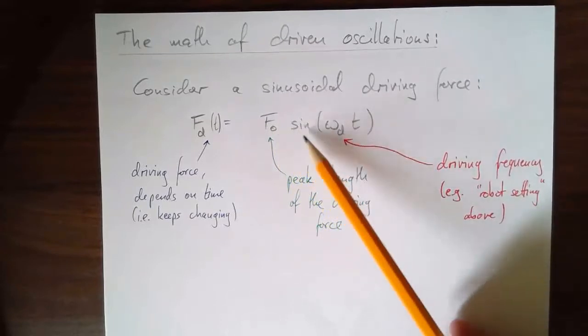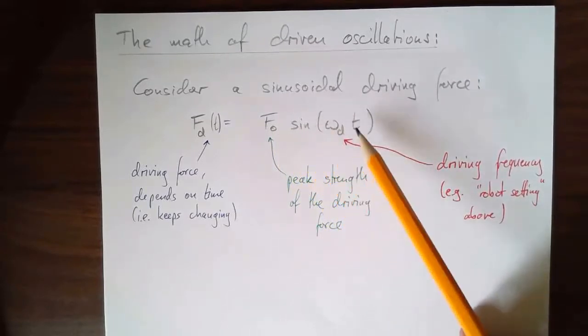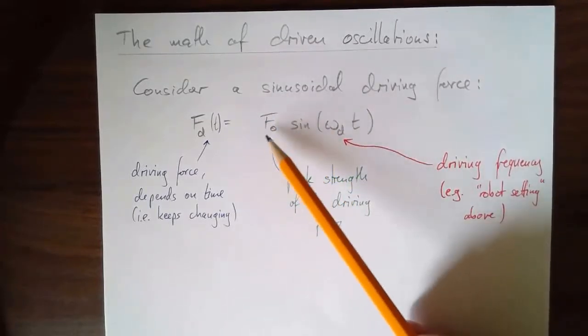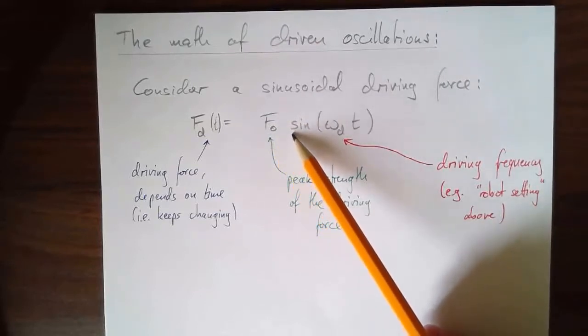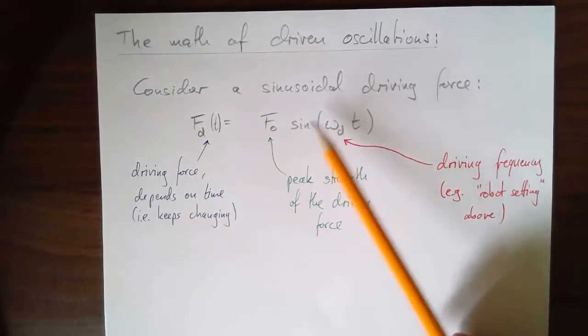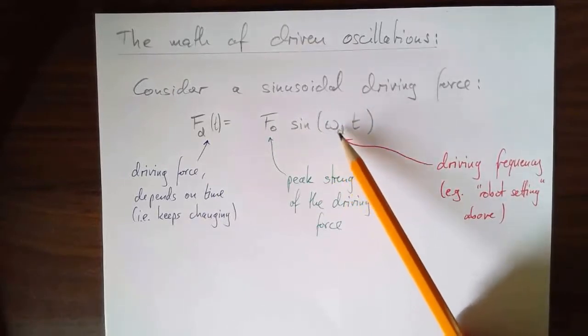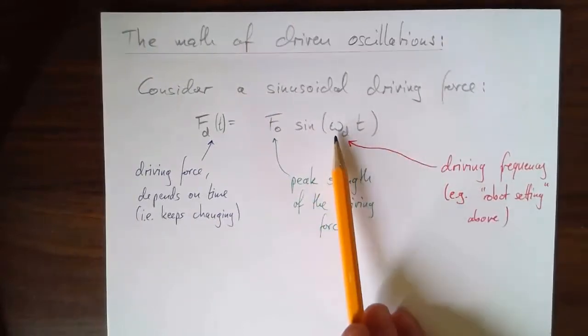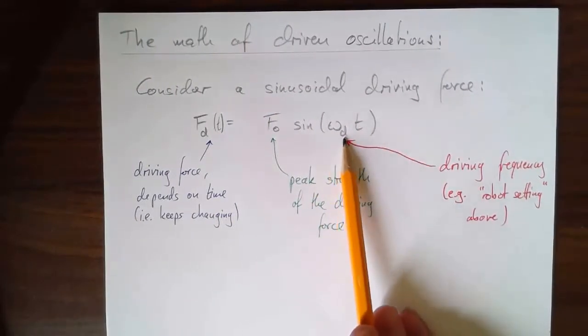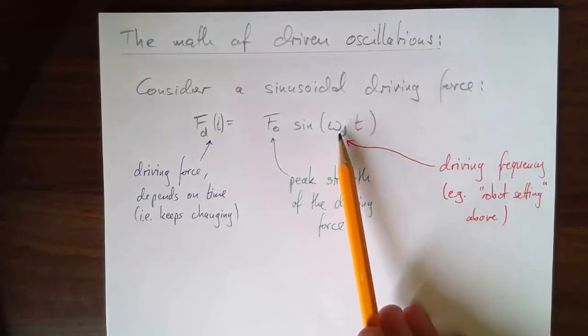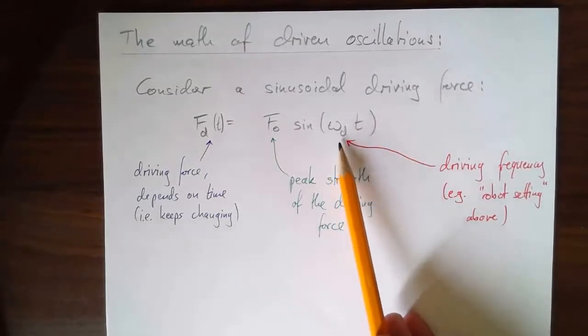Then there's a sine function, right? This goes between -1 and 1, which is why the amplitude is the maximum. So between -1 and 1 at a rate that depends on what's inside the sine function. I could write this as 2 pi f, of course. This omega here, subscript d, is the driving frequency. So that has nothing to do with the natural frequency at which the system wants to oscillate.